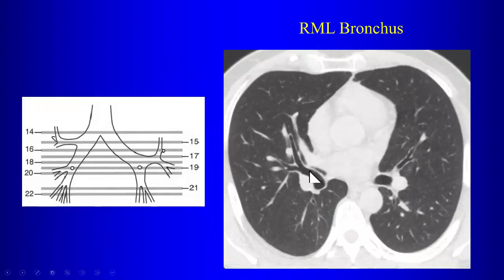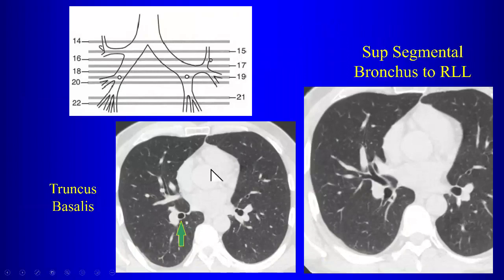The segments to the right middle lobe are? Lateral and medial. Lateral, in terms of the numerical scheme, comes first. You have lateral and medial there. And the lingular bronchus is usually very close to the same level as the right middle lobe bronchus.